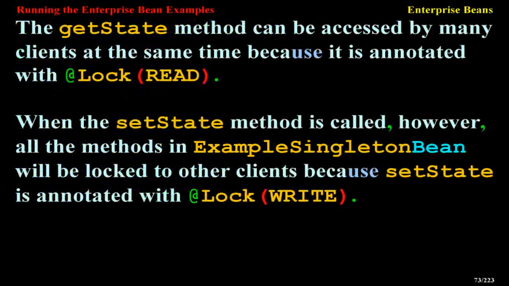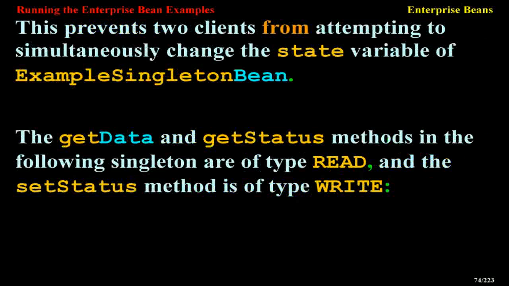The getState method can be accessed by many clients at the same time because it is annotated with Lock(READ). When the setState method is called, however, all the methods in ExampleSingletonBean will be locked to other clients because setState is annotated with Lock(WRITE). This prevents two clients from attempting to simultaneously change the state variable of ExampleSingletonBean.